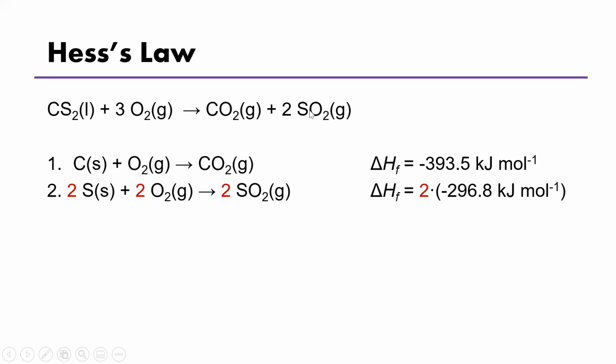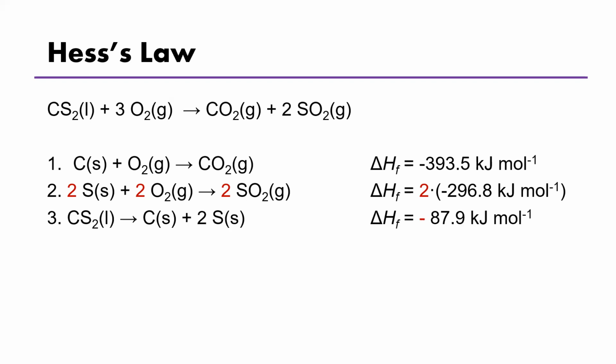And you see there are 2 moles of sulfur dioxide. So we have to multiply everything times 2. So 2 moles of sulfur plus 2 moles of oxygen reacts to 2 moles of sulfur dioxide. Therefore, we also double the change in entropy of formation, which is now 2 times minus 296.8 kilojoules per mole.